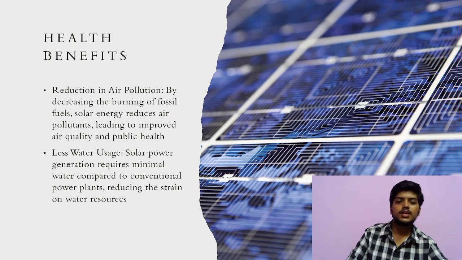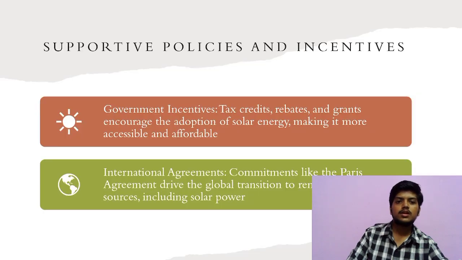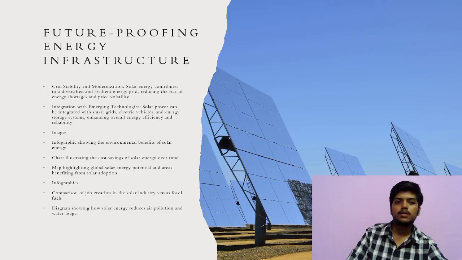Solar energy reduces air pollutants, leading to improved air quality and public health. Solar power generation requires minimal water compared to conventional power plants, reducing strain on water resources. Next is supportive policies and incentives. Government incentives such as tax credits, rebates, and grants encourage the adoption of solar energy, making it more accessible and affordable. International agreements like the Paris Agreement drive the global transition to renewable energy sources, including solar power.